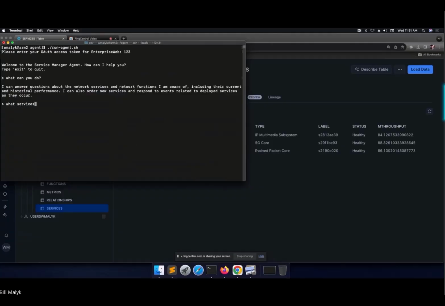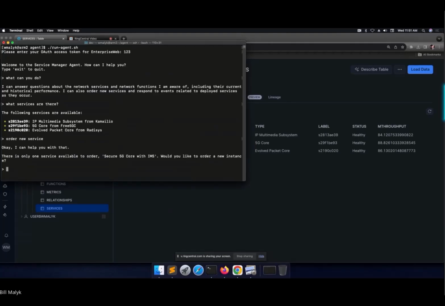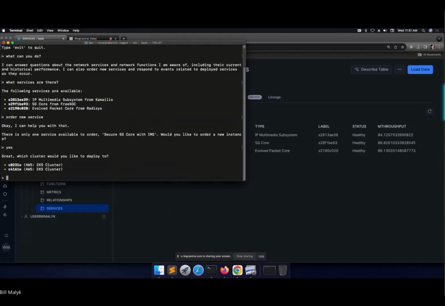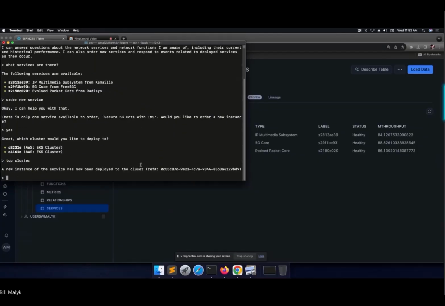What services are there? And this is what it basically discovered. You can see it's reflecting what's in the background. I can ask more questions if I want, but in the interest of time, I'm going to order a new service, right? So, order a new service. It'll go in, it'll see what's available. There's only one thing in our catalog we can order, so we'll go ahead and just follow the prompt. Yes, that's what we'll deploy. And we'll pick the top cluster, right? So just like that, it's already used the EnterpriseWeb platform to start doing a deployment. I can ask more questions about it right from the agent if I want, which is always a nice feature.